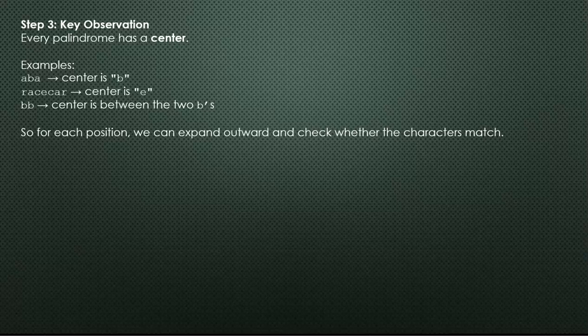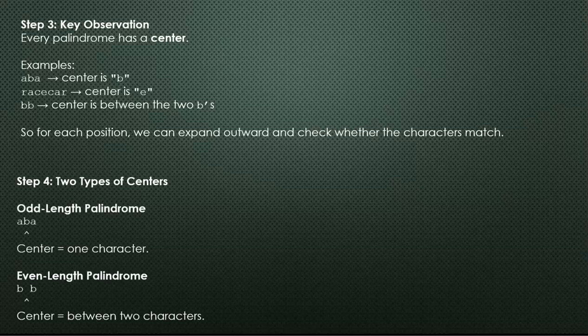So for each position here, we can expand outward and check whether the characters match. I mean to say, for example, in ABA, from the center B, I can expand outwards. The left is A and the right is A. I will check the left and right and see whether they are equal. If they are equal, it is a palindrome substring. That's my logic.